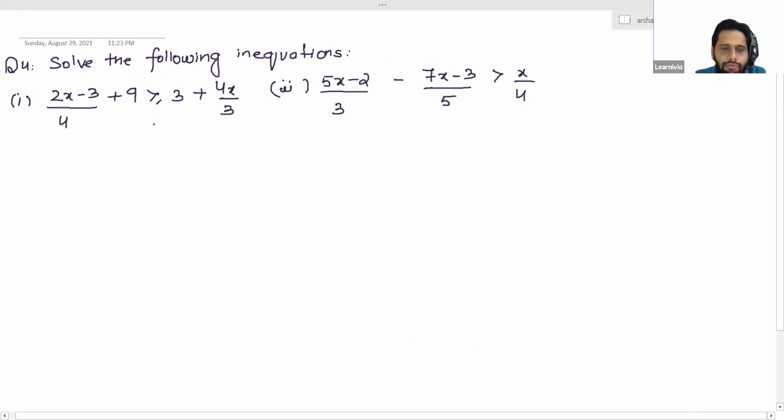Okay, these are in fraction form. So nothing is new in this form. Just there is a fraction. You need to take the LCM, and then you need to solve it. Please try this question. And if you have any doubt, I will help you. Okay, please try this.